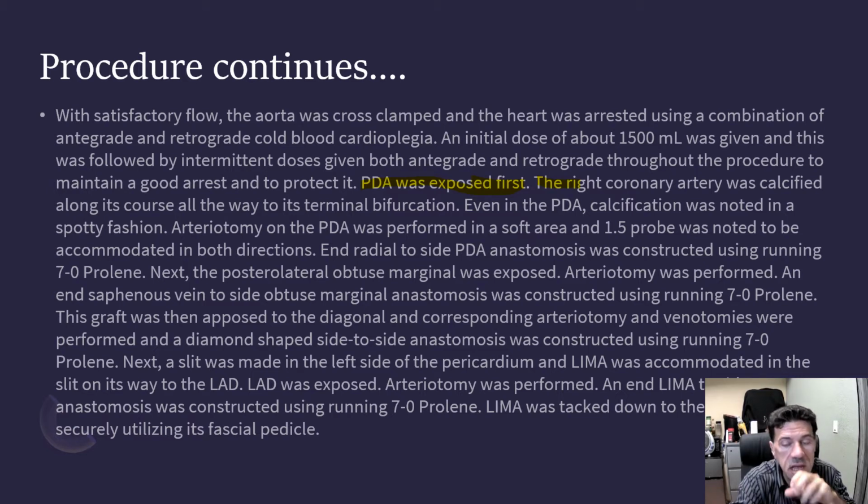So even the posterior descending artery has a portion that is calcified, but they found a section. Now, arteriotomy on the posterior descending artery was performed in a soft area, the area that was not calcified. They found a soft area where the procedure can be done, the bypass. Now, with a 1.5 probe, it was noted to be accommodated in both directions. End radial to posterior descending artery was constructed using the running.